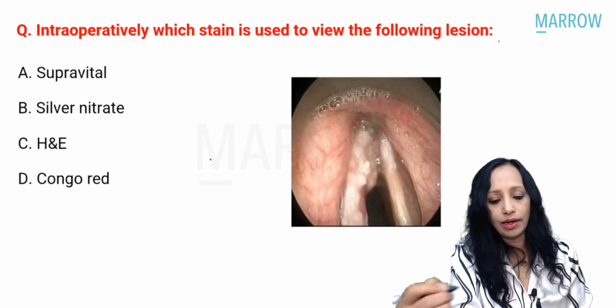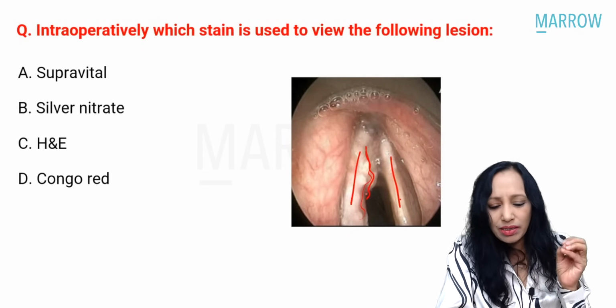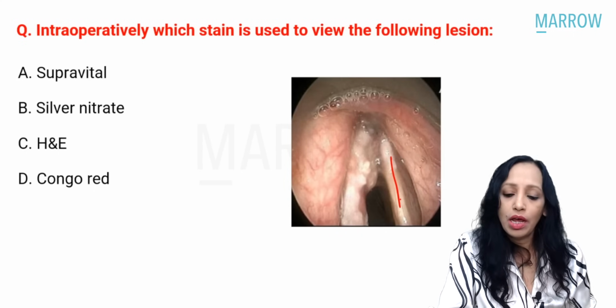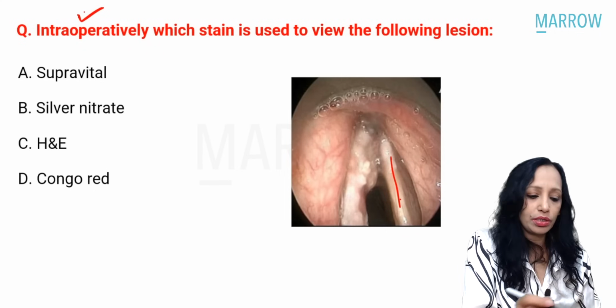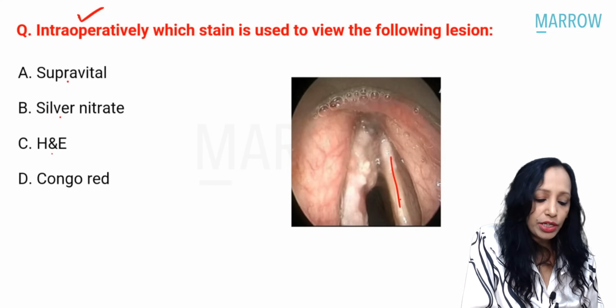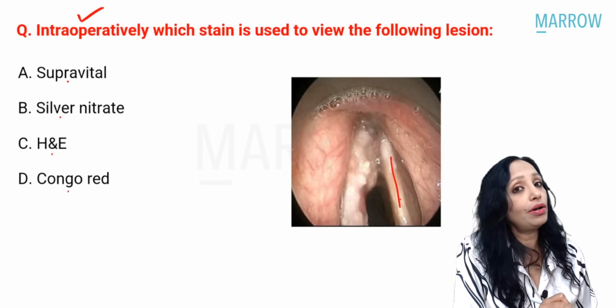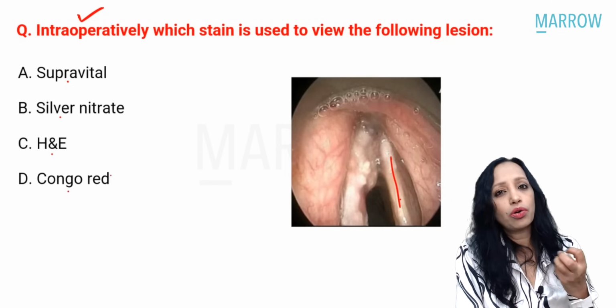So what we can see here is the vocal cords, right? And on one vocal cord, we can see a very dirty looking appearance of a growth, right? So intraoperatively, what can we do? Let us see the choices. Supravital, silver nitrate, HNE, Congo-Red. Now, Congo-Red we know is for amyloid. So no. What we are seeing on the vocal cord is a growth.